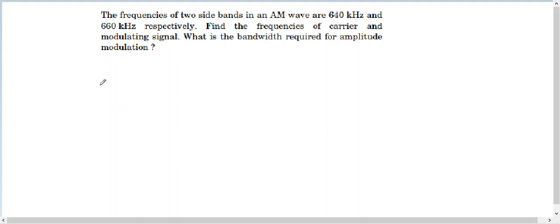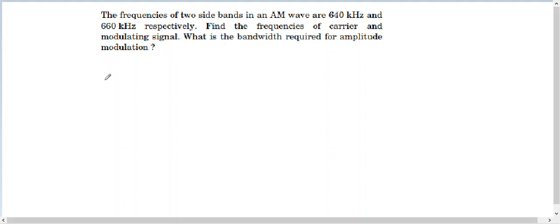I have posted the question on the board, so let's go for it. The frequencies of two sidebands in an AM wave are 640 kHz and 660 kHz. Find the frequencies of carrier and modulating signal.